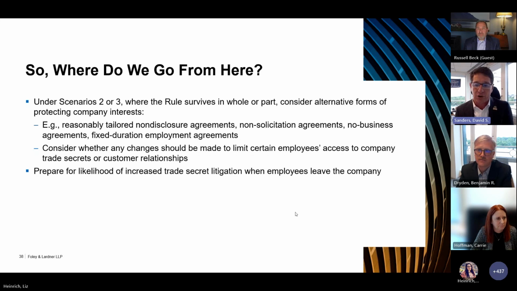Either it's going to be a nothing burger and the thing is stayed until it gets through litigation, which will take years. If it's not stayed, then some of the best suggestions we have are reviewing your non-disclosure agreements, your non-solicits that don't rise to the level of non-compete, your fixed duration employment agreements, and other ways to incentivize employees. Generally, that means bonuses, commissions, things like that that are financially based or benefits based and not negative covenants about non-competition.